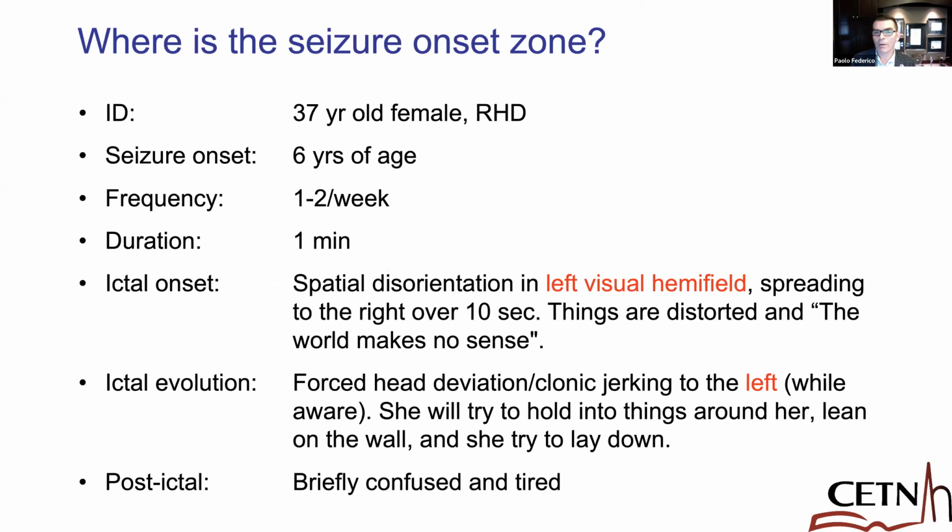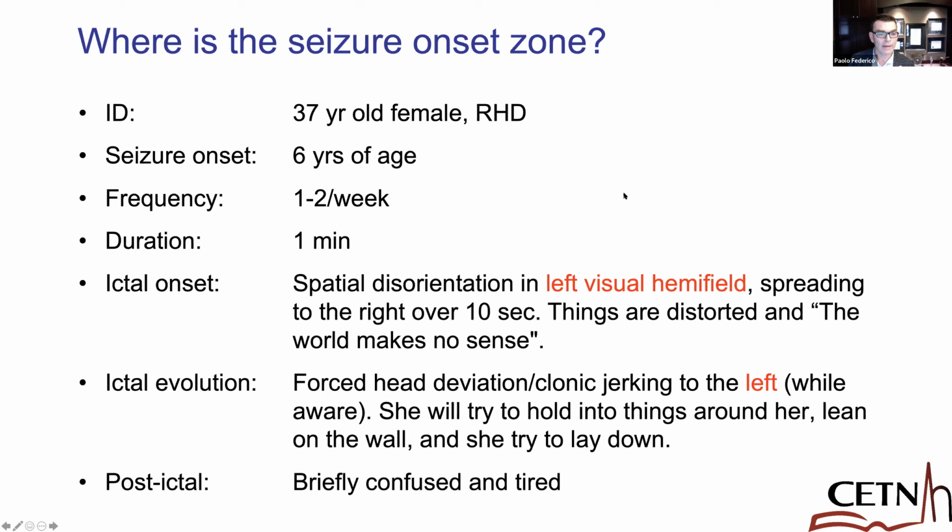Now, I just want to open up the chat, okay, here, and I just want people to comment about where they think the seizure onset zone is in this patient. And this is a patient of mine that I monitored last year. This is a 37-year-old female who came from another province, who had seizures since the age of 6, and she was having 1 to 2 seizures per week lasting a minute, and she's failed multiple anti-seizure medications.